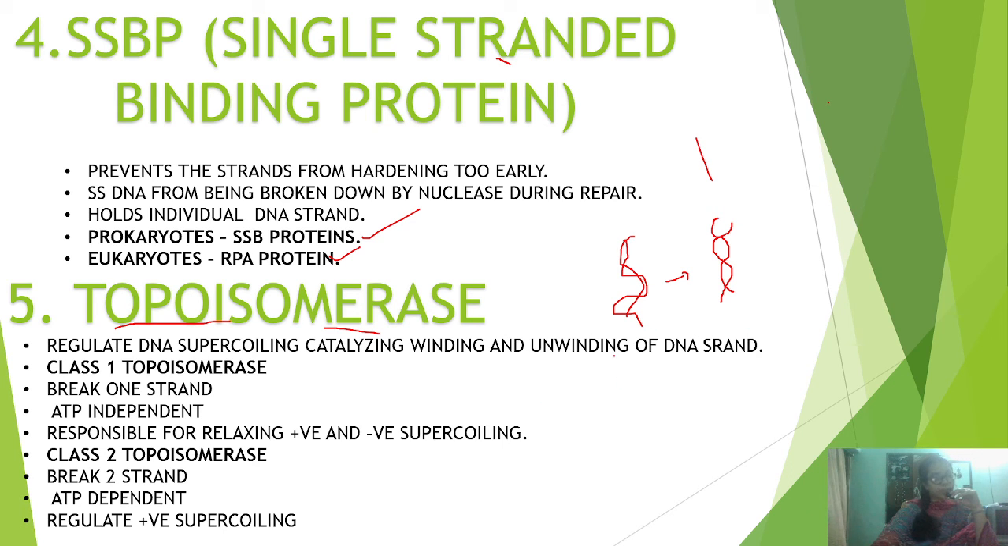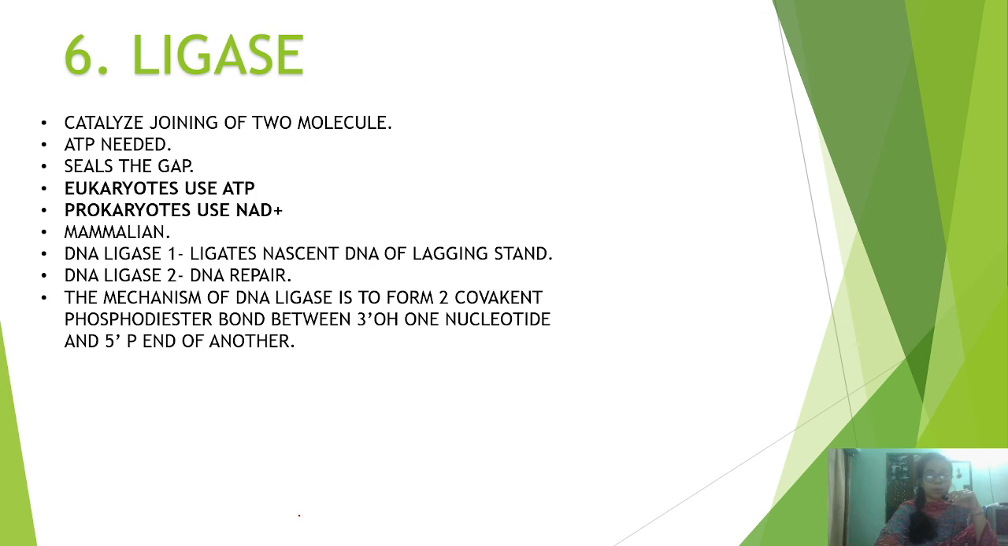They are again of two types. Topoisomerase 1: how does it relax the strands? Either it makes a single strand cut or a cut on both strands, and relaxes them by twisting in the opposite direction. Topoisomerase 1 forms a one strand break, is ATP independent, and is responsible for both positive and negative supercoiling, mostly negative supercoiling. Topoisomerase 2 mainly forms a break on both strands, is ATP dependent, and regulates the positive supercoiling. So this is the function of topoisomerase.